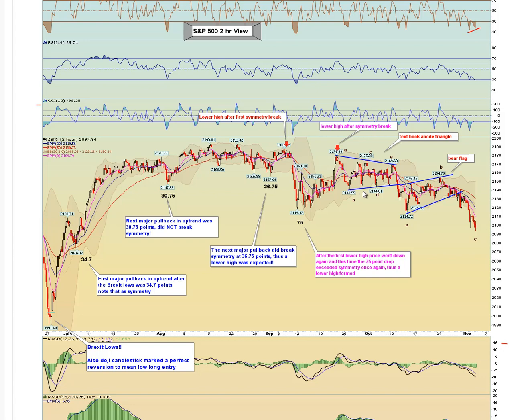Here you formed a textbook bear triangle pattern. Triangle patterns are always 5 waves: A, B, C, D, E. This was bearishly labeled with wave E up there. And here you formed a bear flag. But again, a nice example of symmetry on an intraday chart.